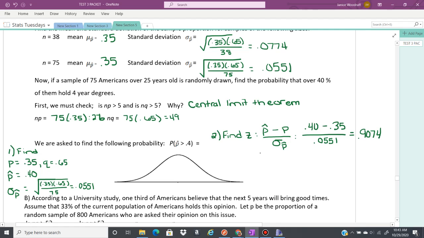All right, so we find the z-score. We are going to plot it on our standard deviation chart. So here's 0.9, close to 1, so maybe about right here. Okay, and what we want to do is find the probability that it's greater than 40%. So we're going to be going to the right, so I'm going to shade to the right. So step 3, we will chart what we just did and find the probability.